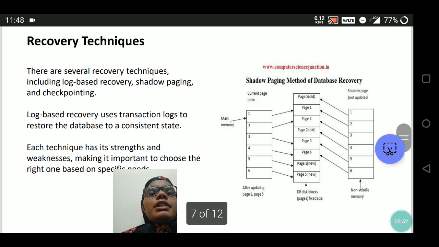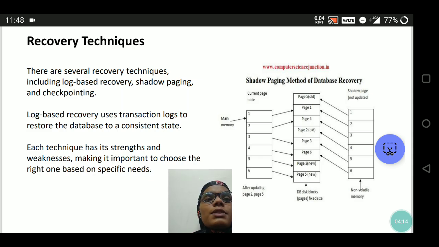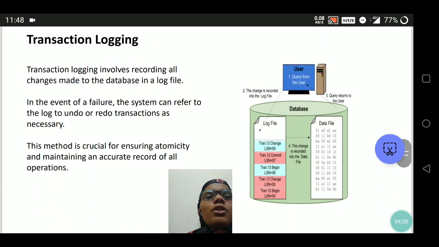Next, recovery techniques. There are several recovery techniques, including log-based recovery, shadow paging, and checkpointing. Log-based recovery uses transaction logs to restore the database to a consistent state. Each technique has its strengths and weaknesses, making it important to choose the right one based on specific needs. So this is a shadow paging method of database recovery. Transaction logging.